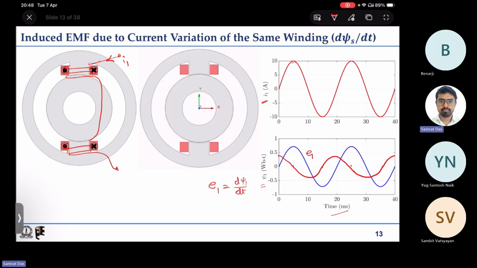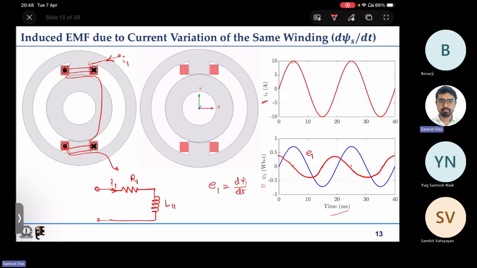And the inductance: the voltage that gets induced due to the time varying current is basically modeled by the inductance. So this is the self inductance of the coil L11, and this is the resistance of the coil R1. So this is the electrical equivalent circuit model of this winding, which I have indicated.